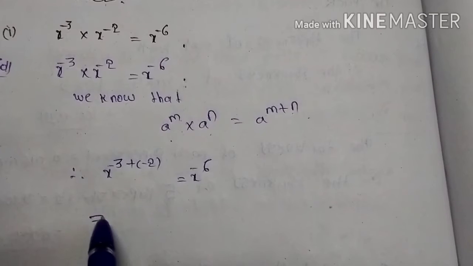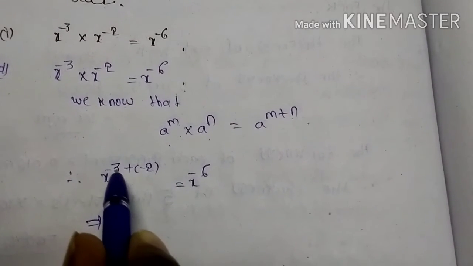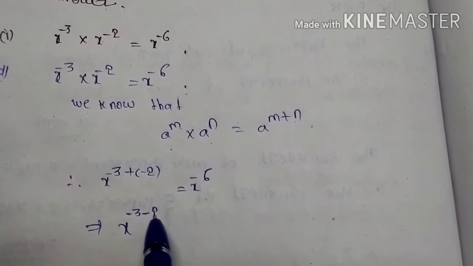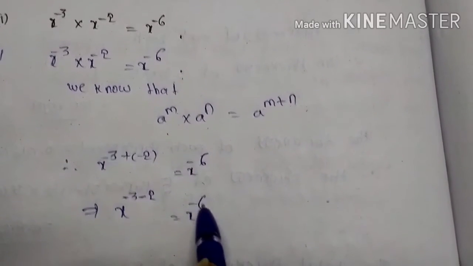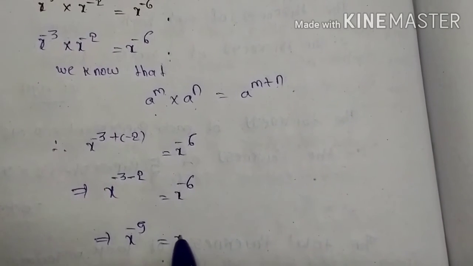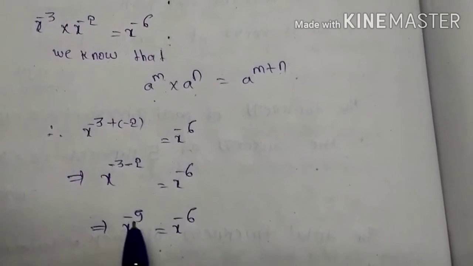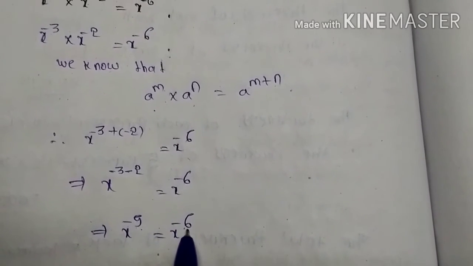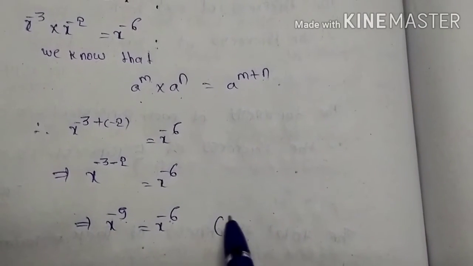That means you can write here x to the power minus 3 plus or minus only minus 2 is equal to x to the power minus 6, which implies x to the power minus 5 is equal to x to the power minus 6. Is x to the power minus 5 equal to x to the power minus 6? Is minus 5 equal to minus 6? No. So this is false.